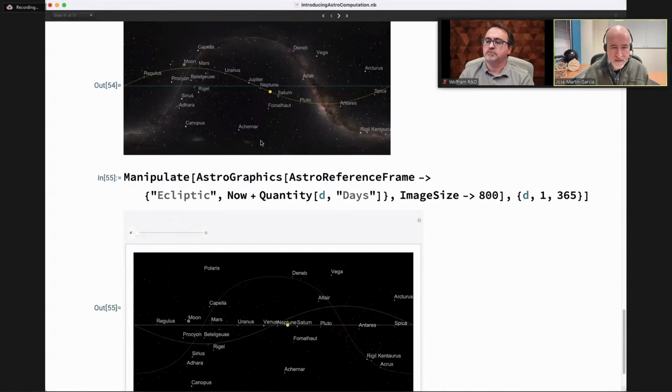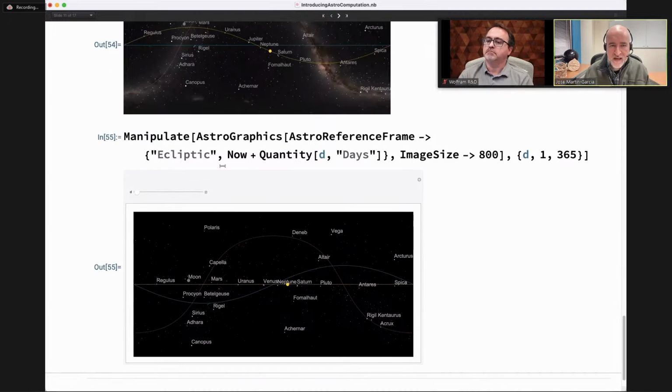For example, another Manipulate is a Manipulate here in which we are going to show in the ecliptic frame what happens during a full year. So this is now a counter of days from 1 to 365. And so we have there the Sun today. And if we advance, you see, first you see how fast the Moon is moving, right? It has to move 12 times across the sky in a whole year. We see how the Sun is moving more slowly.